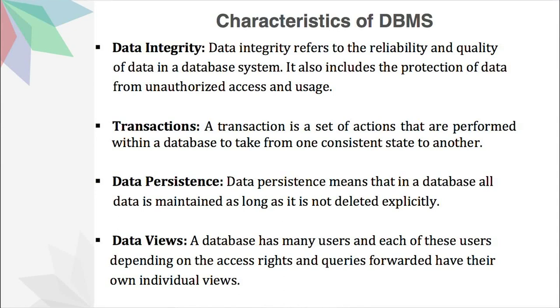Next, characteristics, if we see, is data integrity. Now here data integrity refers to the reliability and the quality of data in a database system. It also includes the protection part of the data from unauthorized users. So if we have database tables, in the earlier example 4 tables, and only the university officials are allowed to access those files, then a student will not be allowed to access those files. So that is the protection of data, that only particular authorized users will be able to access the database.